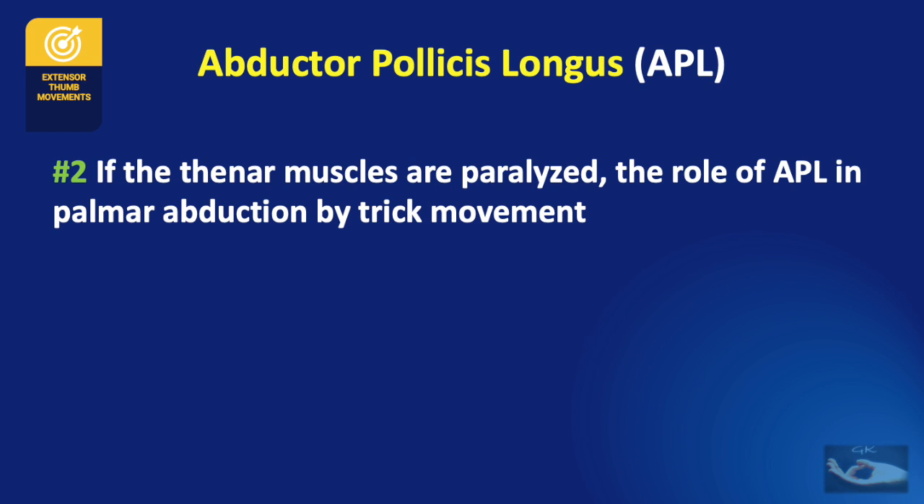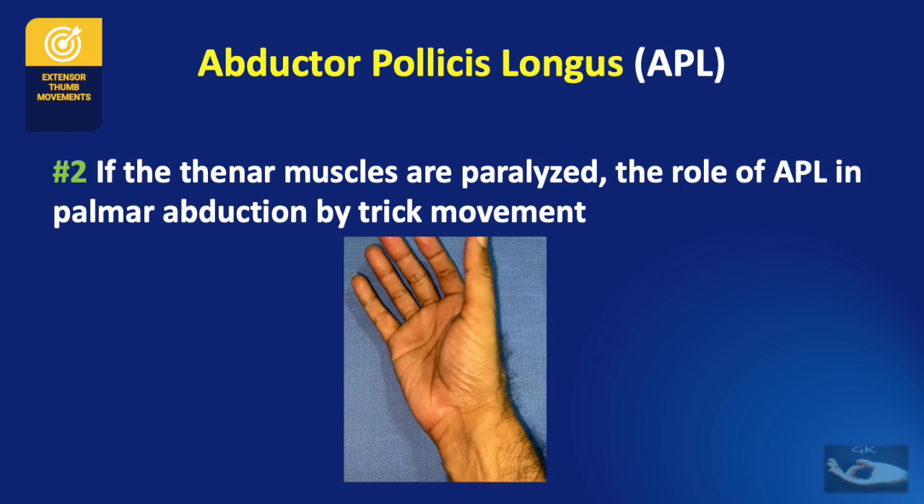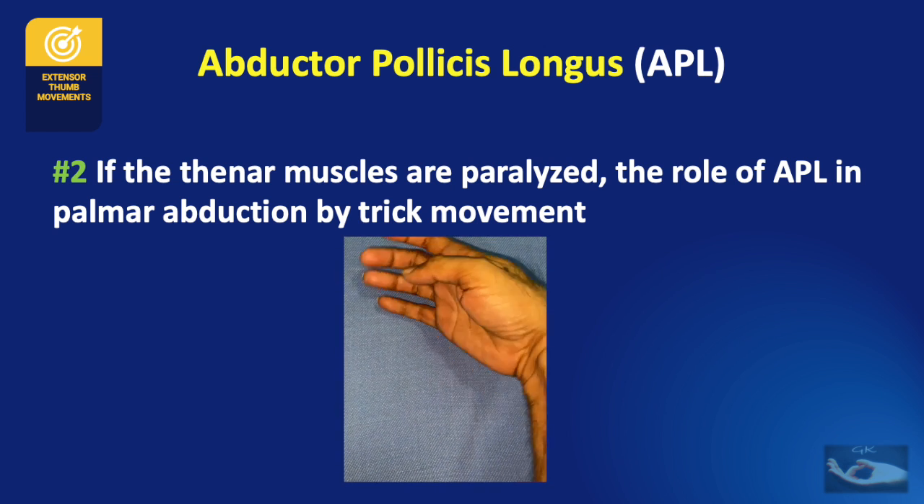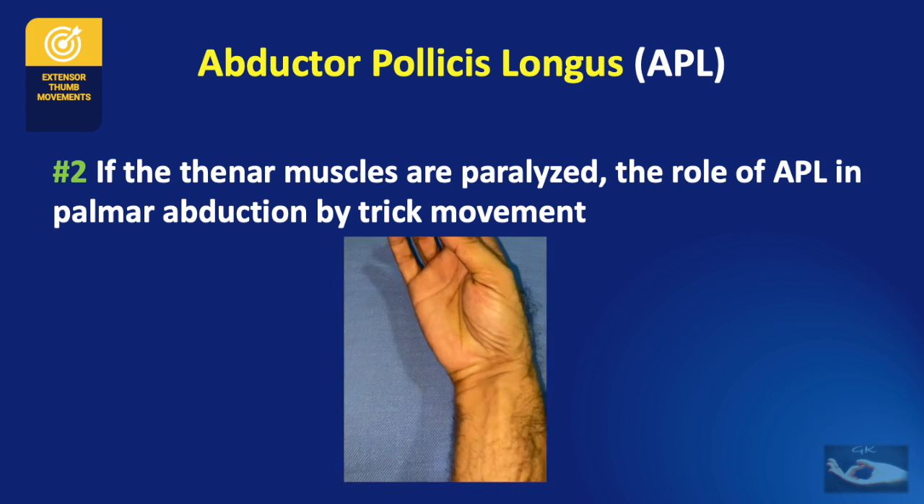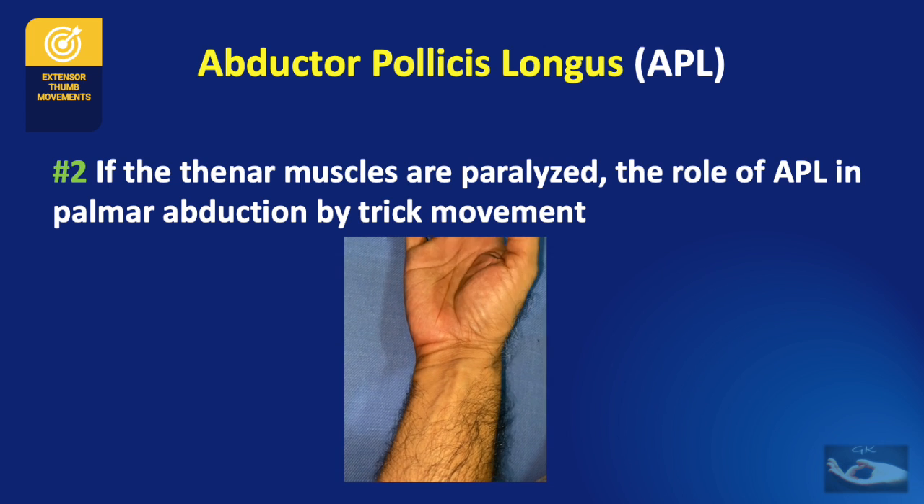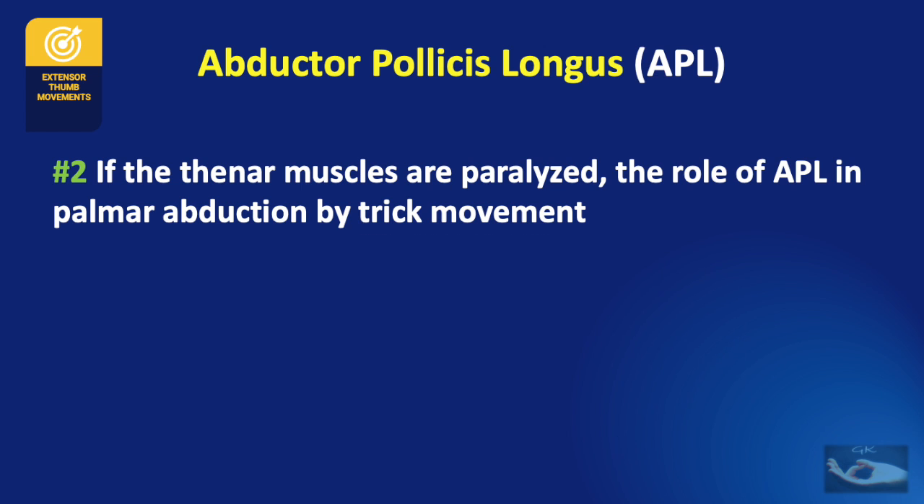The abductor pollicis longus is a radial abductor, as we have seen, and not a palmar abductor like the abductor pollicis brevis. But when the abductor pollicis brevis is paralyzed in a case of median nerve palsy, there is a trick movement by the abductor pollicis longus where bowstringing occurs by flexion of the wrist, and there is an attempt at palmar abduction, and this trick movement is carried out by the abductor pollicis longus.